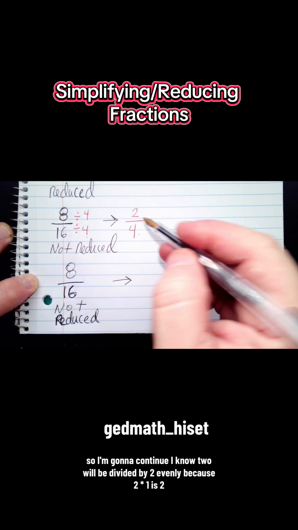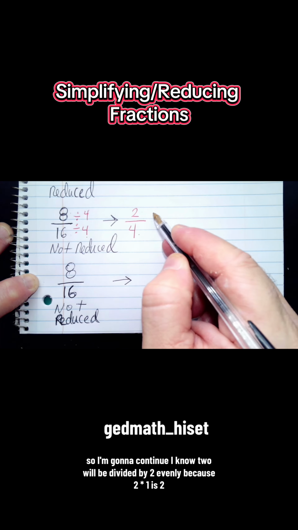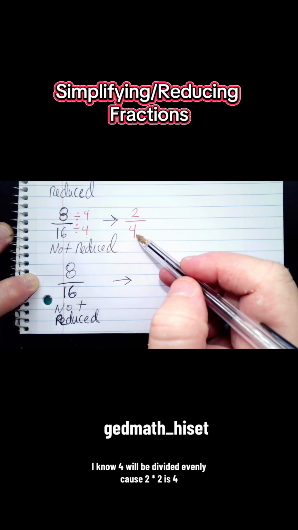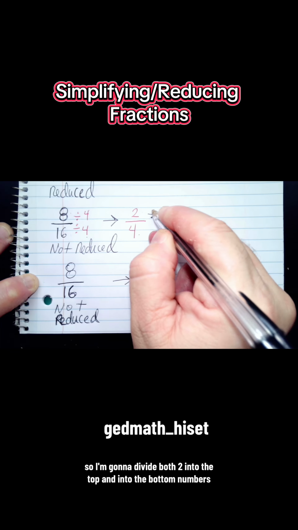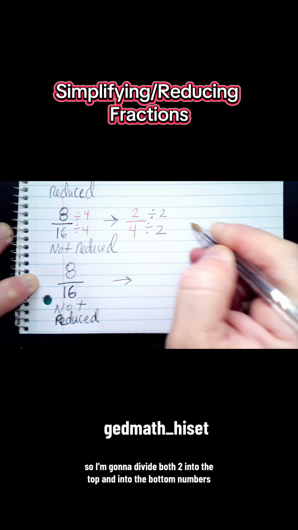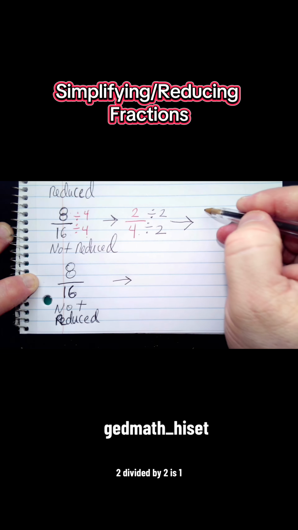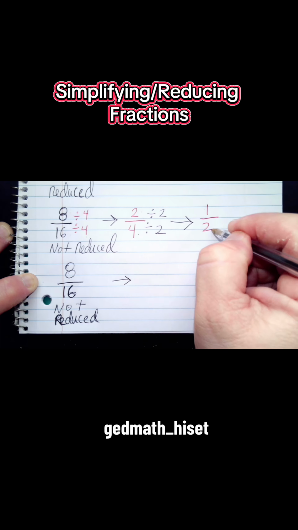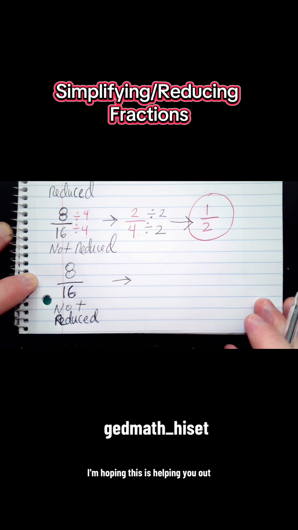So I'm going to continue. I know 2 will be divided by 2 evenly because 2 times 1 is 2. I know 4 will be divided evenly because 2 times 2 is 4. So I'm going to divide both the top and the bottom numbers by 2. 2 divided by 2 is 1. 4 divided by 2 is 2. So we have our reduced fraction. I'm hoping this is helping you out.